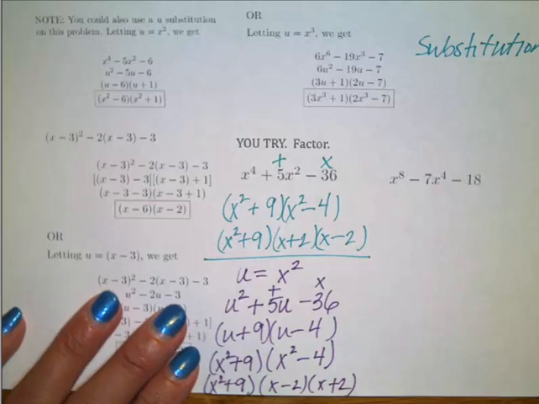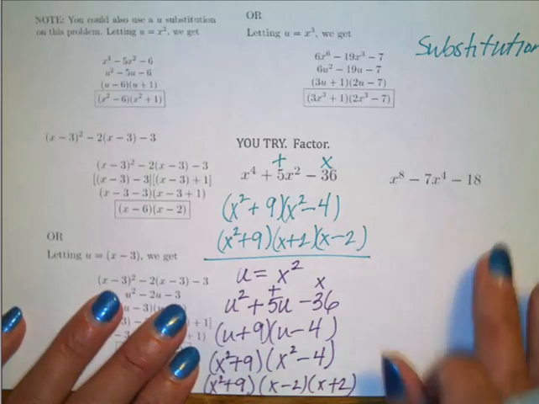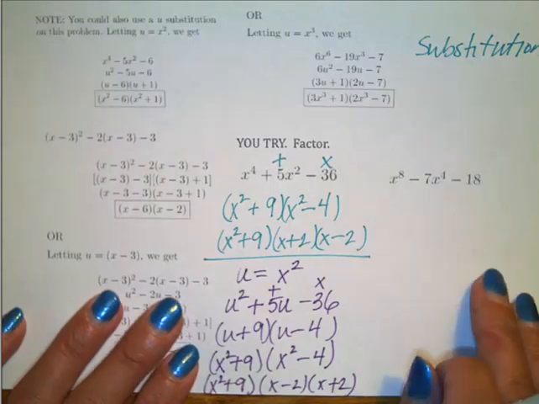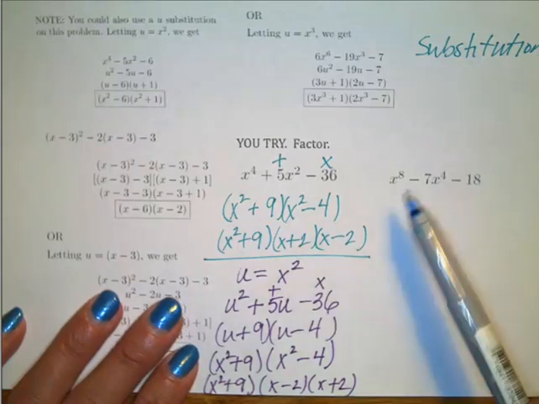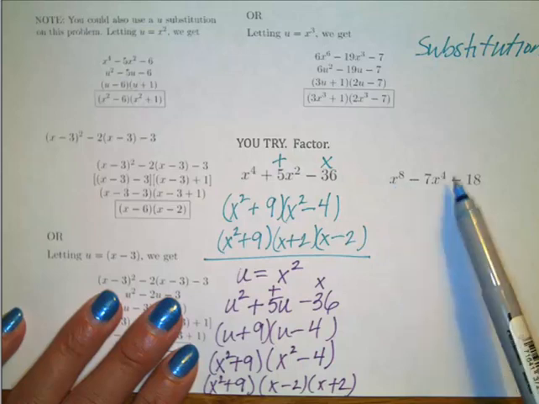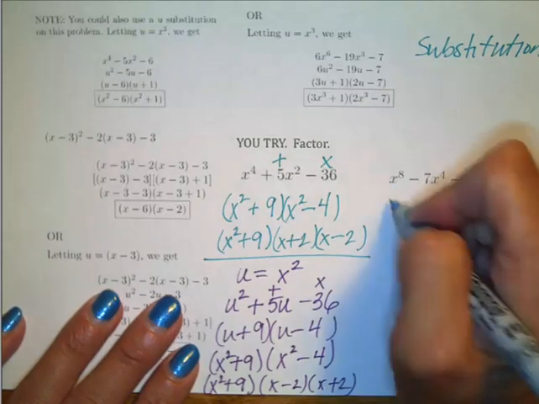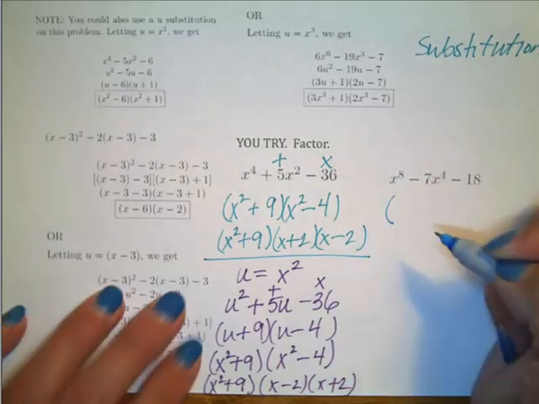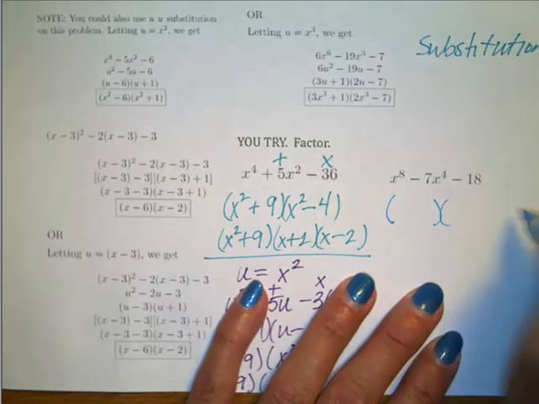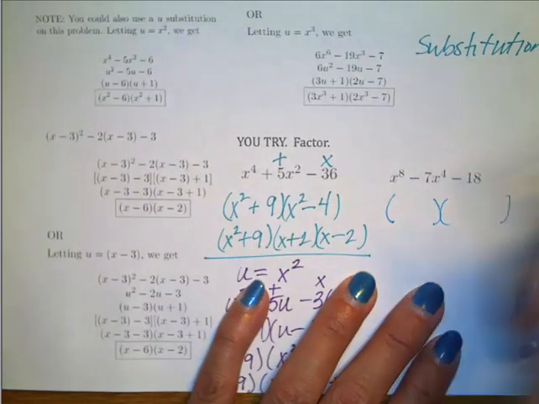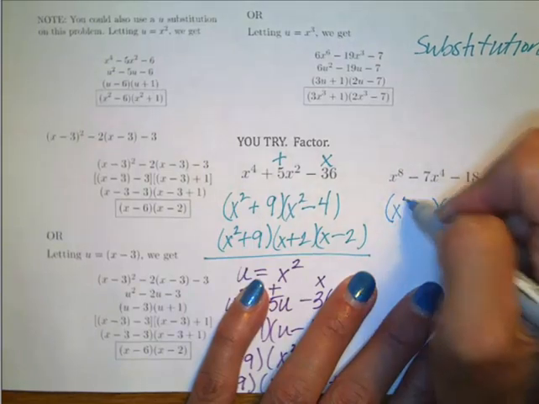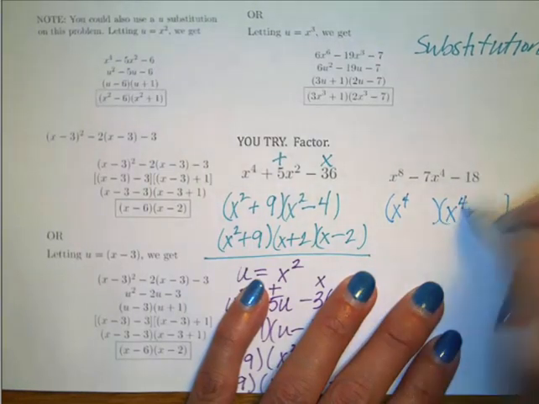All right, let's try this next one. So now we have x to the 8th and x to the 4th. So this works whenever you have an even power first and half of it in the middle, okay? So how do I get x to the 8th? The good news is this is not AC grouping. This is the easy kind of trinomial. So x to the 4th times x to the 4th is x to the 8th.